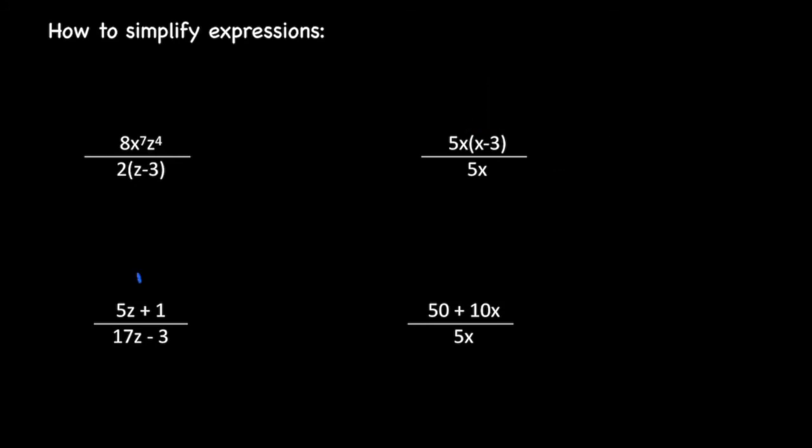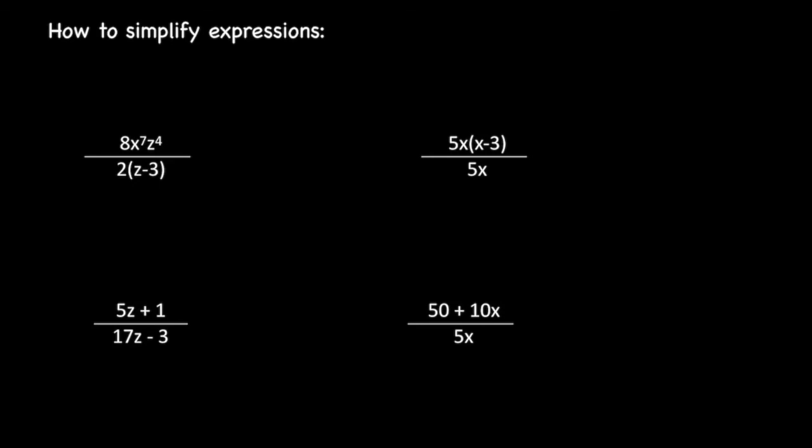Looking at the expression on the lower left, 5z plus 1 over 17z minus 3, we have a plus sign, we have a minus sign. That makes these terms. That means we are not allowed to cancel. We're not allowed to cancel those z's. There's nothing to pull out. There's no way we can create a parentheses situation that will then allow us to cancel. So there's nothing we can do with that expression on the lower left.